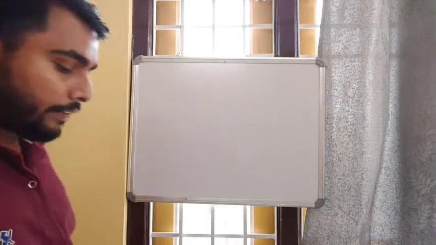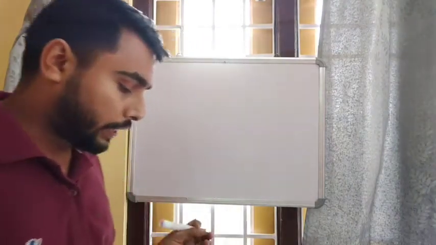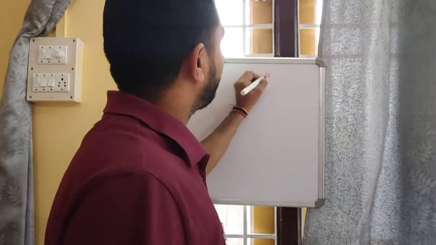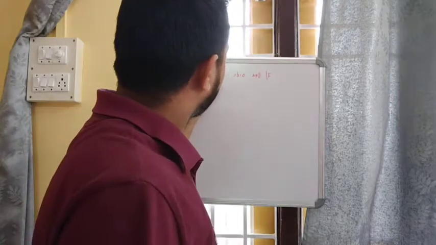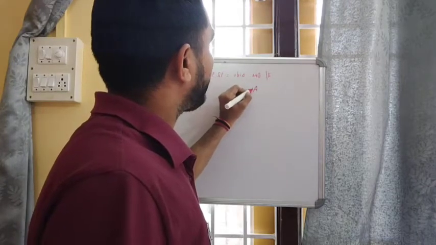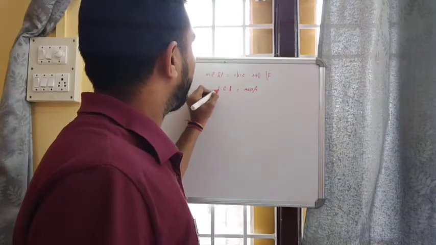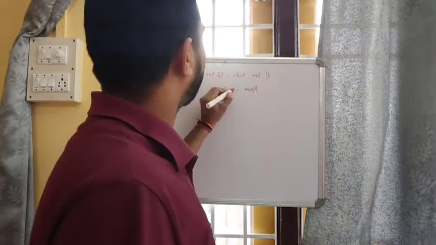Number 7. The area of a rectangle is 0.5 hectare. If one side is 12.5 meter, find the other side in meters. Okay, so one side is equal to 12.5 meter. Area is given as 0.5 hectare.